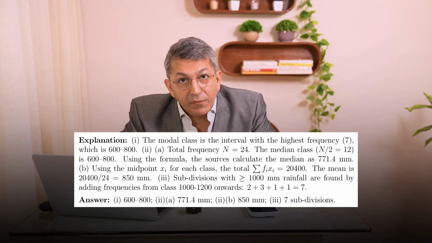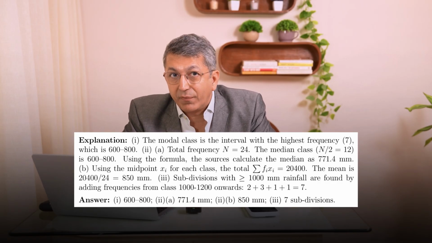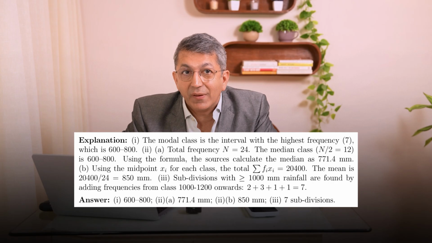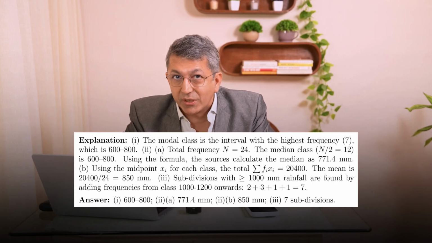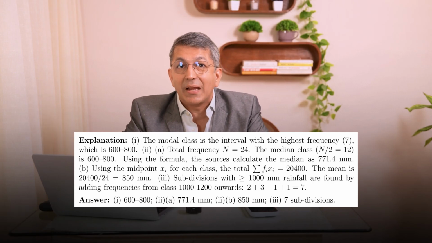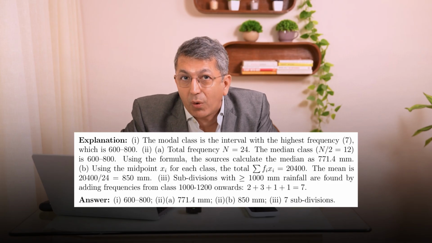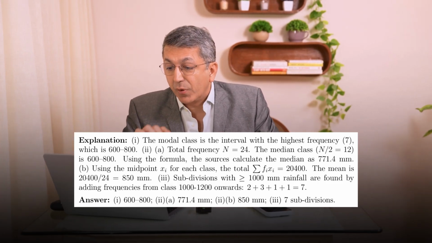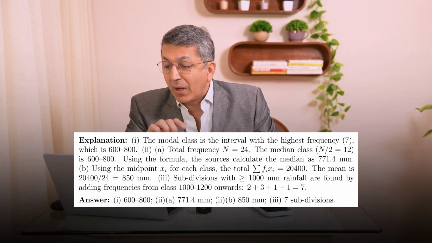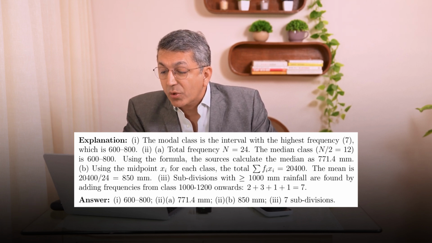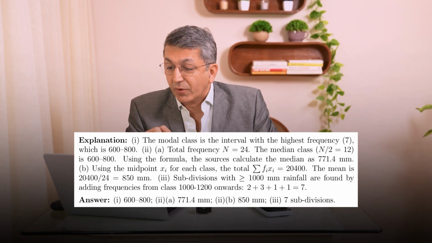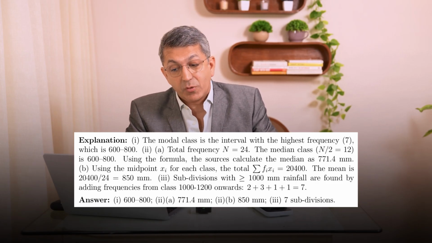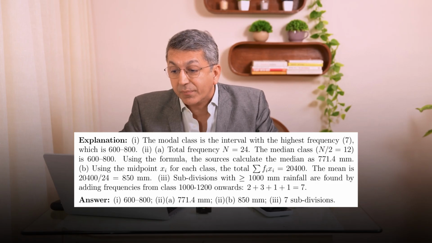2a. Total frequency n is equal to 24. The median class, n by 2 is equal to 12, is 600 to 800. Using the formula, we calculate the median as 771.4 millimeters. b. Using the midpoint xi for each class, the total sigma fi xi is equal to 20400. The mean is 20400 divided by 24, which is equal to 850 millimeters.